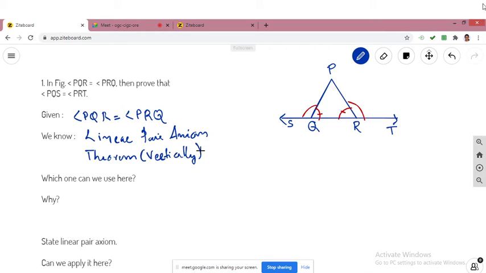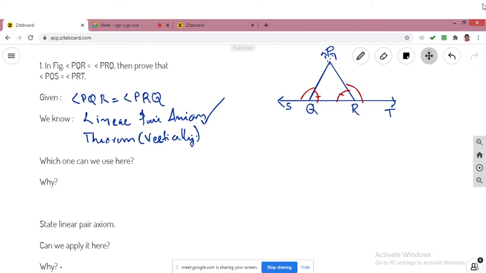Why? Because here these are adjacent angles and the sum of adjacent angles is equal to 180 degrees, ma'am. But there is a condition. If a ray is standing on a line, then the sum of two adjacent angles will be 180 degrees. So, here which is the ray? Which are the adjacent angles? So, we can consider QP to be a ray. If we extend it like this, it becomes a ray, right? Even this PR can be considered as a ray, and then we can apply our linear pair axiom.